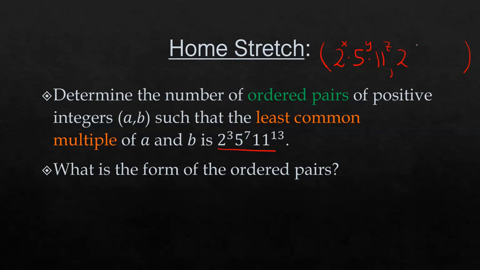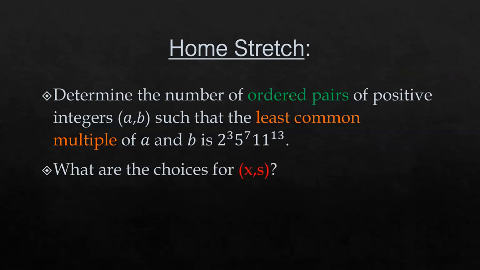And same goes for the second part of the pair. It's going to be 2 to the s times 5 to the t times 11 to the u. This is going to be the form of my ordered pairs. And I just have to figure out how many possible pairs I have for x comma s, which are the powers of 2. How many pairs I have for y comma t, which is the powers of 5. And how many pairs I have for the power of 11, which is e comma u. And then I'm going to multiply those together to find all of the different combinations. That's basically what the discussion comes down to.